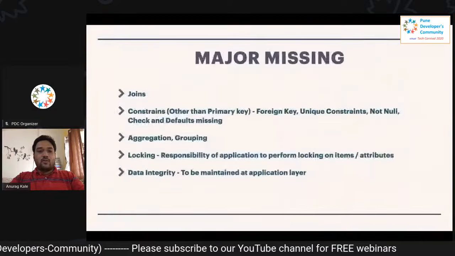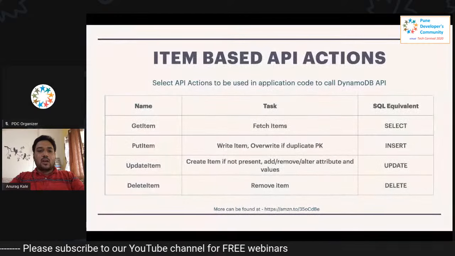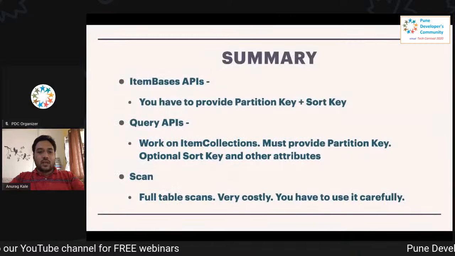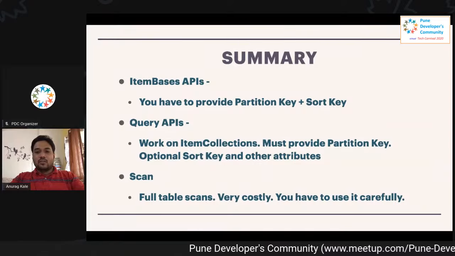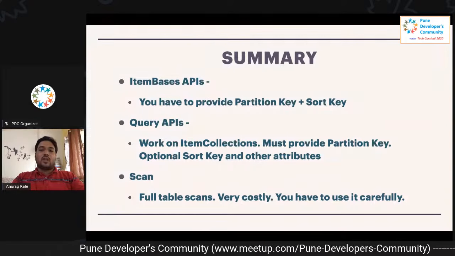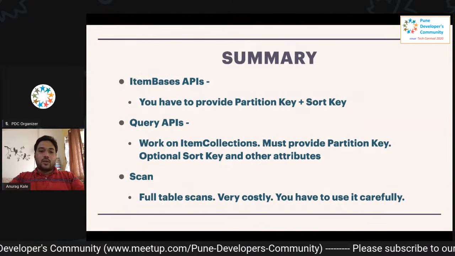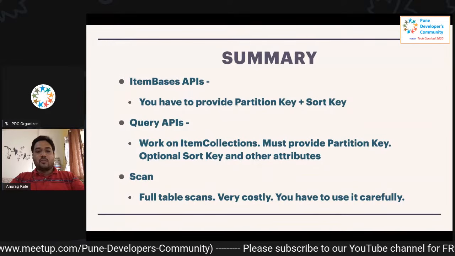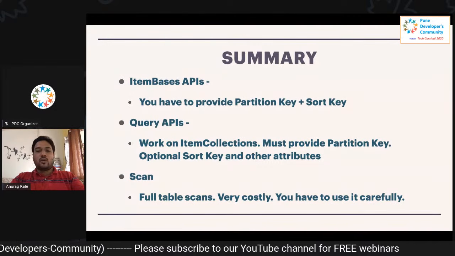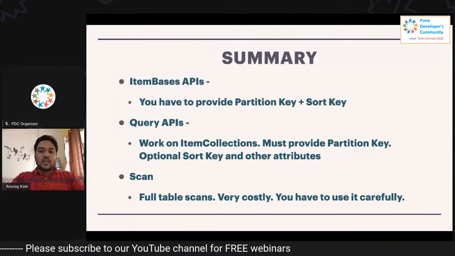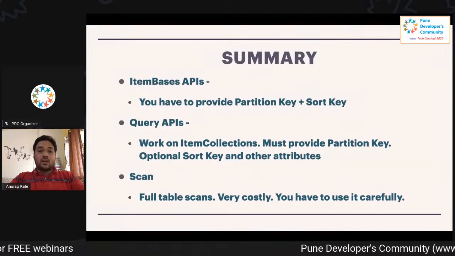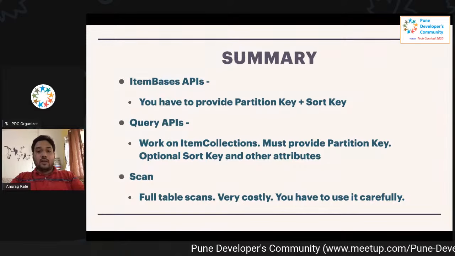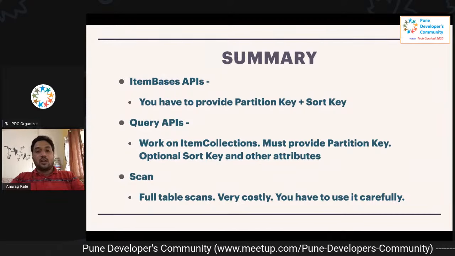So what query means is you can operate on top of item collections. As you might have guessed, you must only provide a partition key. That is enough to get you that particular item collection, and you can optionally provide a sort key and other attributes if you want to do any further filtering. But as you might have seen, the pattern here is that all your major filtering is happening on the basis of partition key and sort key.